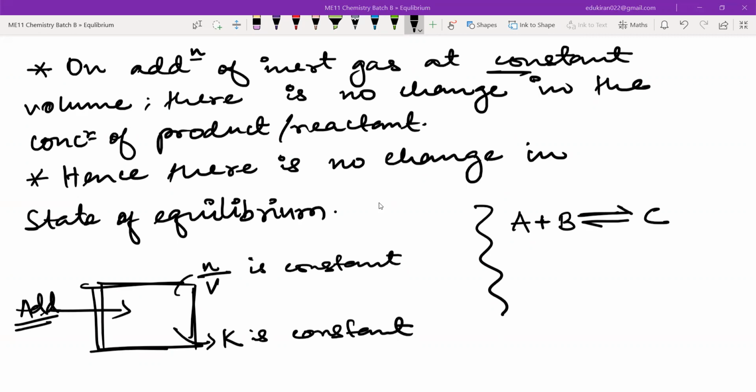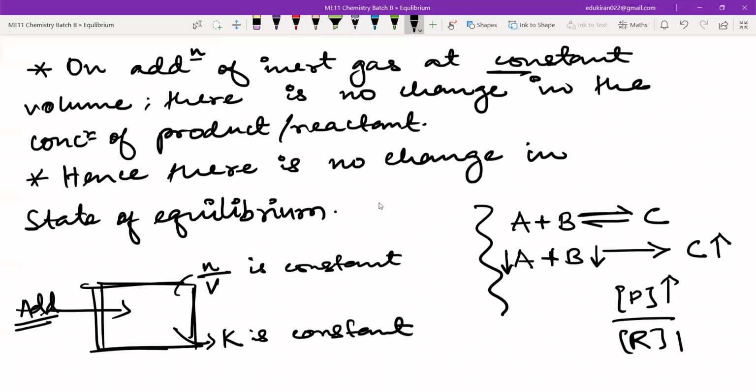So there will be more products formed. C will increase. If C is going to increase, then obviously the concentration of C is going to increase, and the concentration of A and B, what is going to happen? Concentration of A will decrease, and concentration of B will also decrease. So now you can say that the product concentration is increasing and the reactant concentration is decreasing. Correct? Yes, sir. So what will happen to K?